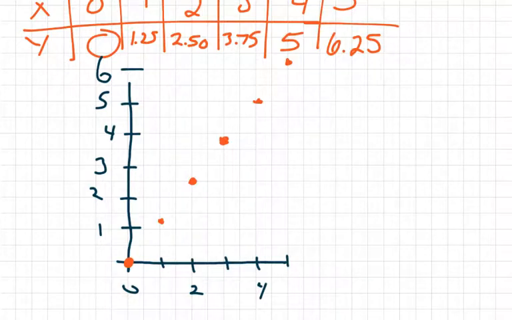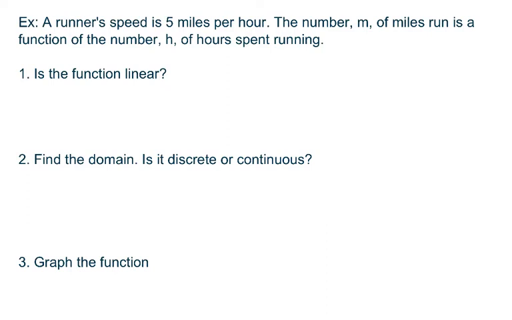All right, let's do an example of a continuous domain. A runner's speed is 5 miles per hour. The number m of miles run is a function of the number h of hours spent running. So question number 1, is the function linear? Well, the answer here is yes.